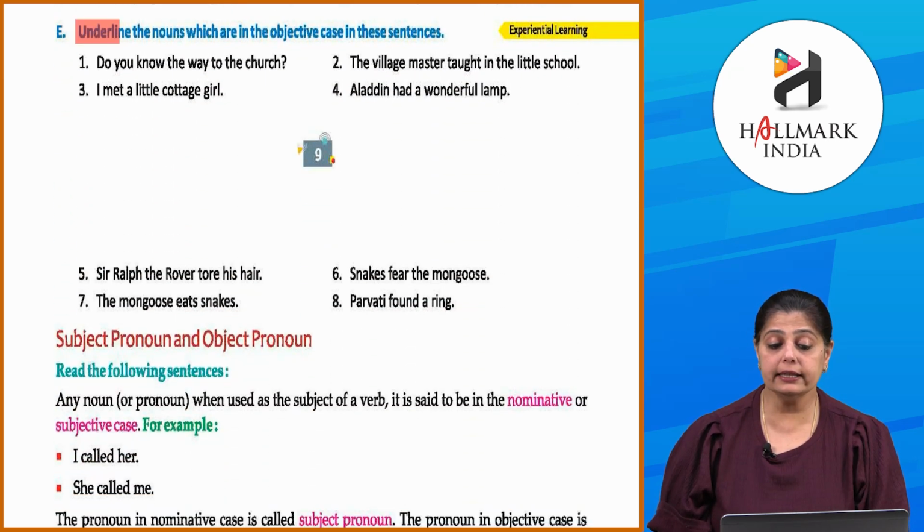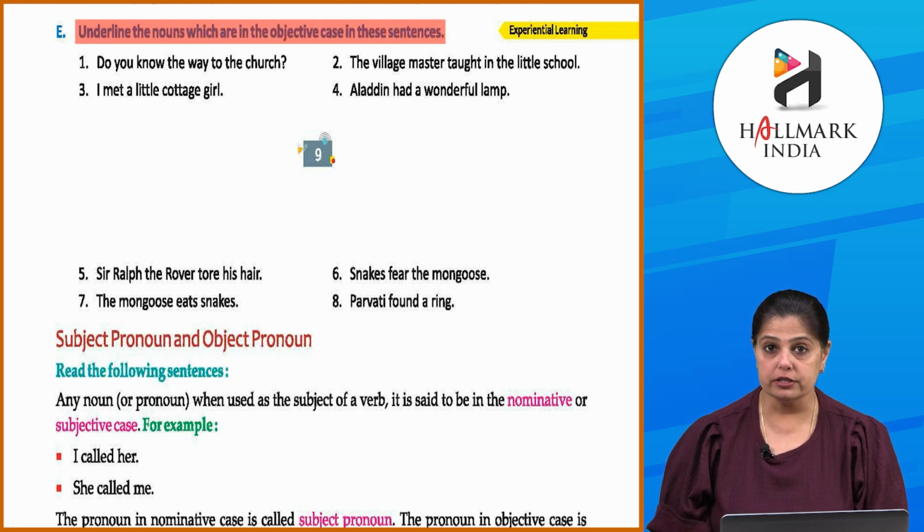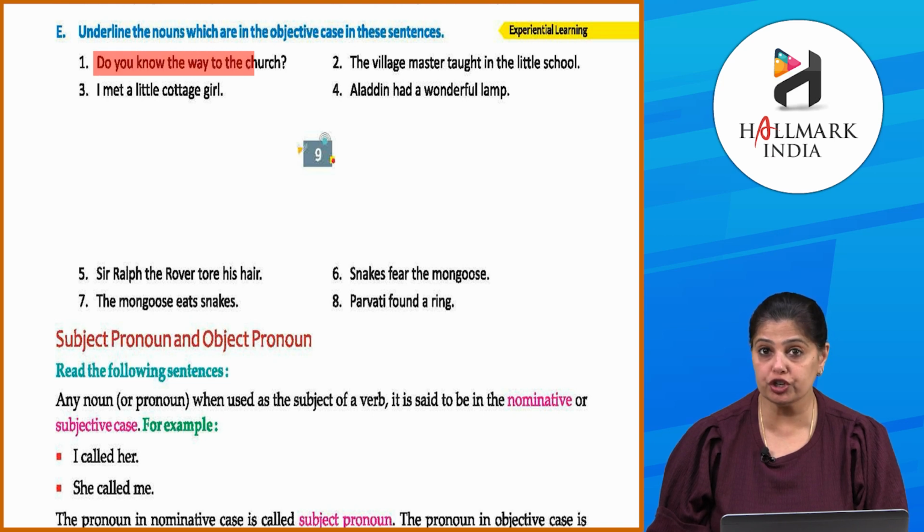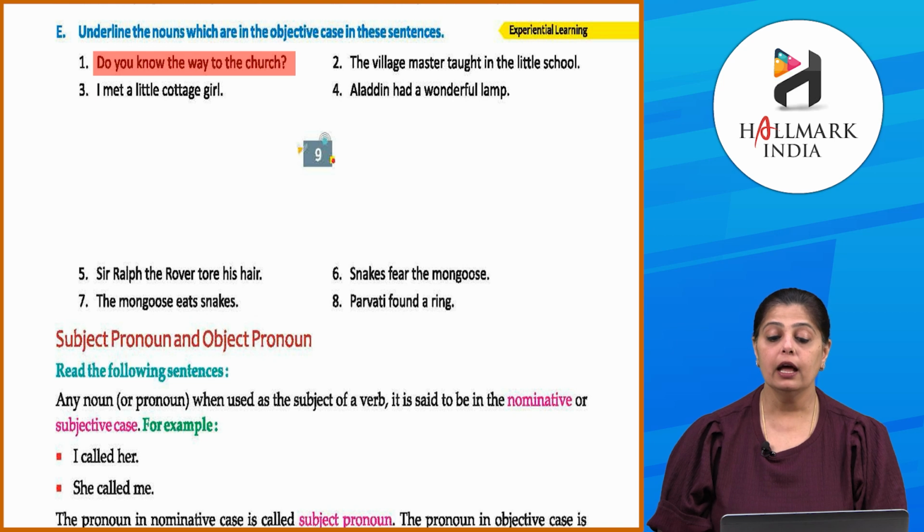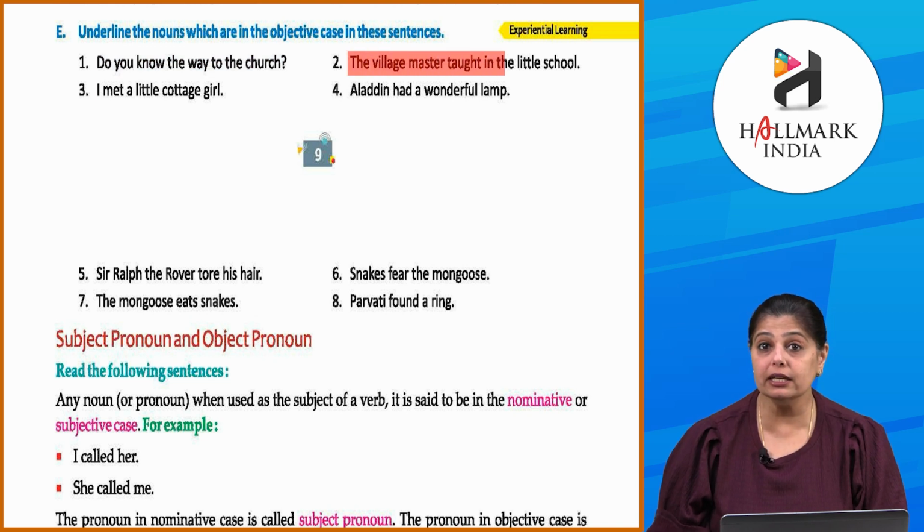So underline the nouns which are in the objective case in these sentences. First, do you know the way to the church? So here what is the object? It is the church. So we are asking the subject about the church. The village master taught in the little school. Who taught in the little school? The village master taught in the little school. So little school is the object. Clear?